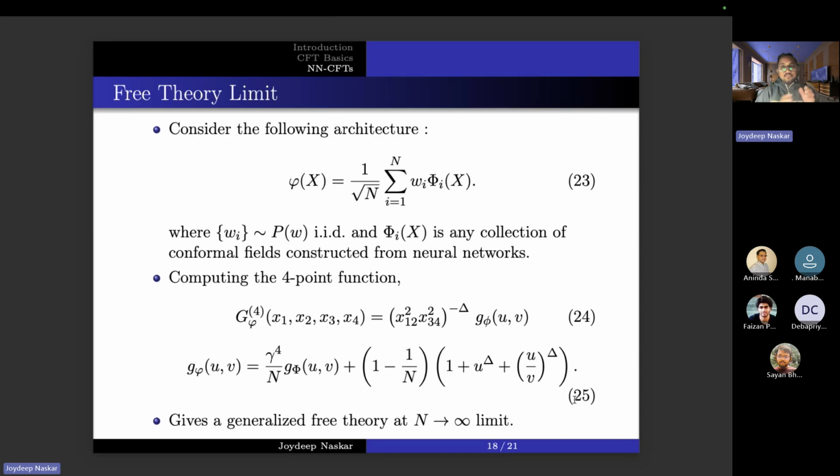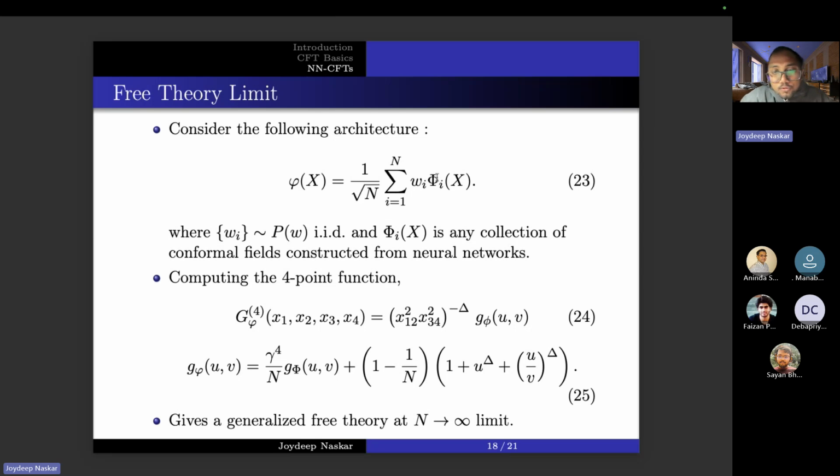So now I can take a different limit. Initially I was at the infinite width limit of a single network. Now I can take an ensemble of networks. And if you think of a single network as an ensemble, you can think of this as an ensemble of ensembles.